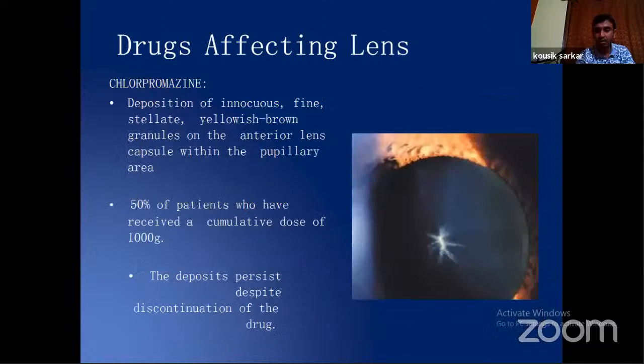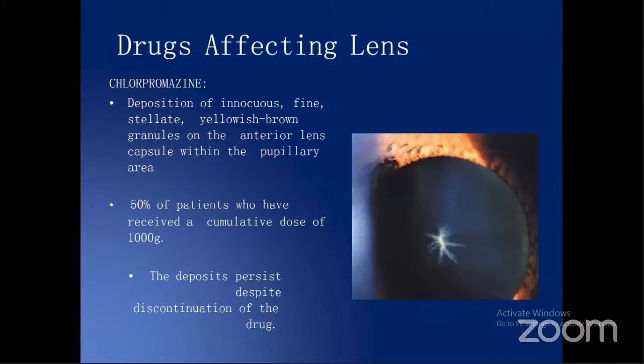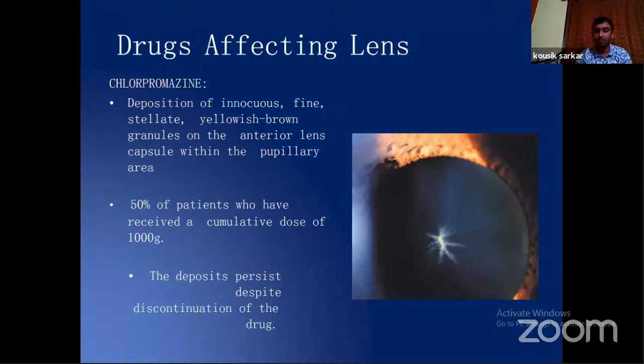aggregate and form cataract. Some other drugs like chlorpromazine also cause lenticular opacity. Here the deposition is innocuous, fine, stellate-shaped, yellowish brown, and usually occurs in the pupillary area, center of the lens, under the anterior lens capsule. It usually occurs in 50% of patients who have received a cumulative dose of 8 gram, and the deposit persists even after discontinuation of the drug.